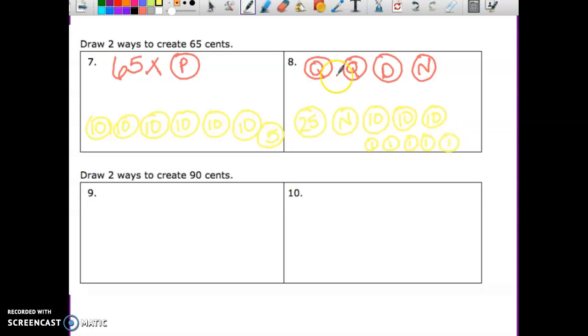Some like to put the first initial of the coin in the middle of it. Some like to put the amount. I don't care as long as I can recognize what coin they have drawn. So there are 4 ways that they could have done 65 cents.